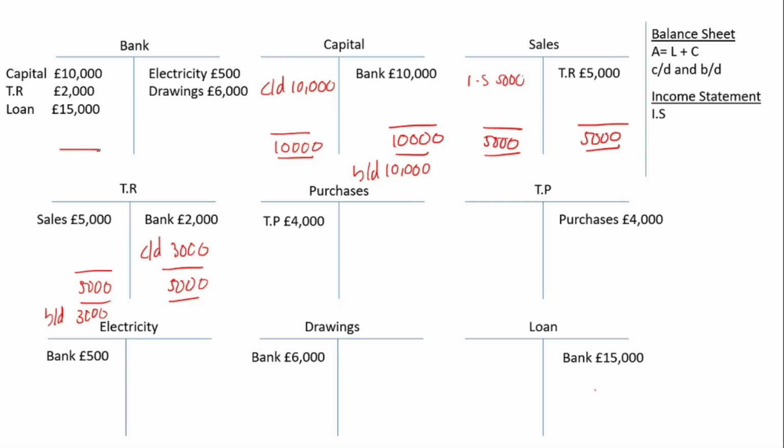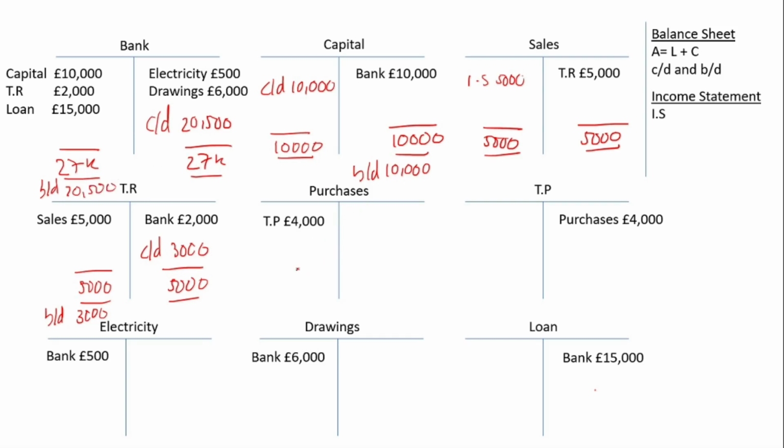So for bank, we've got this side's the highest, so we're going to write £27,000, £27,000 here. To get this side to equal £27,000, we're going to have to carry this down towards 20,500, which will be the end of year balance of year 1, which will then be the beginning balance of year 2.